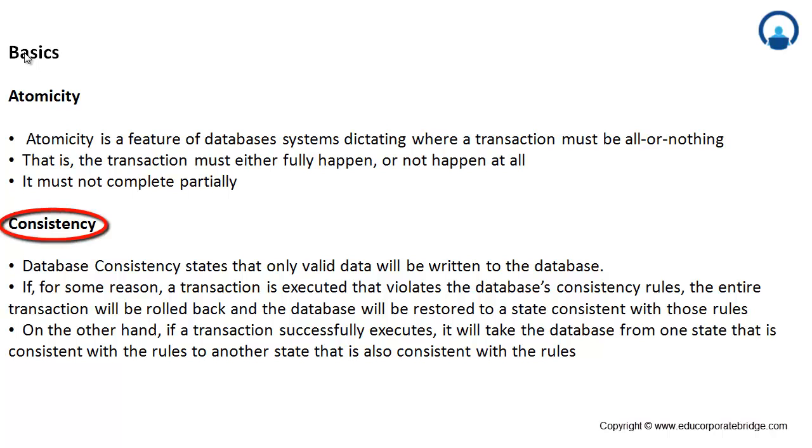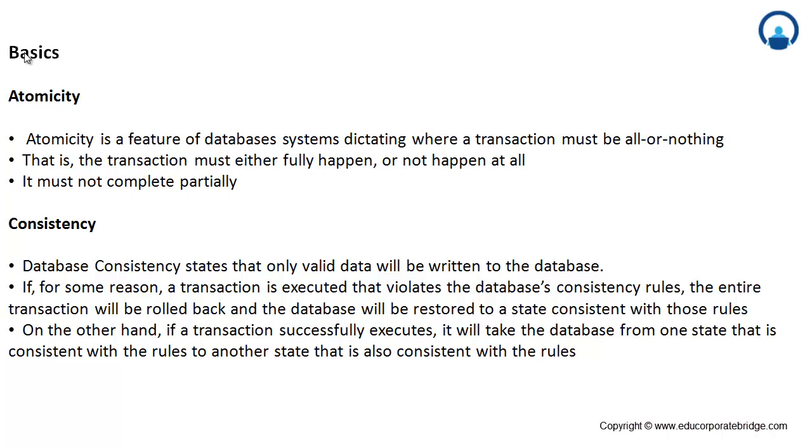Next, consistency. Database consistency states that only valid data will be written to the database. If for some reason a transaction is executed that violates the database consistency rules, the entire transaction will be rolled back and the database will be restored to a state consistent with those rules. On the other hand, if a transaction successfully executes, it will take the database from one state that is consistent with the rules to another state that is also consistent with the rules.